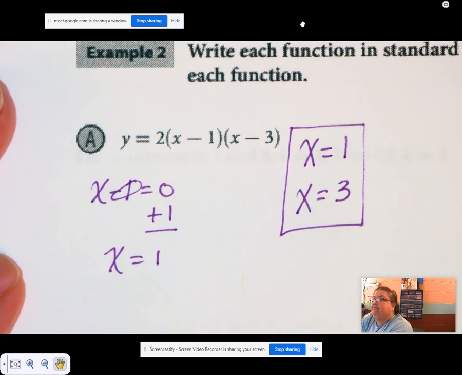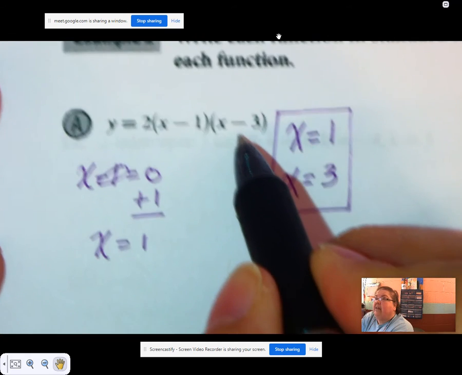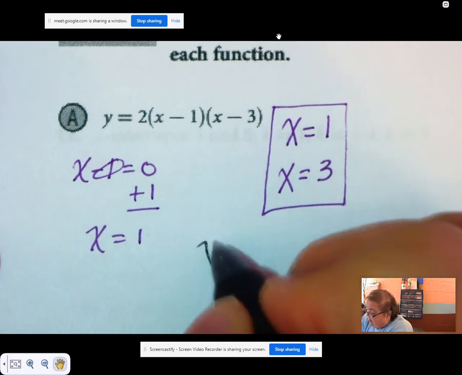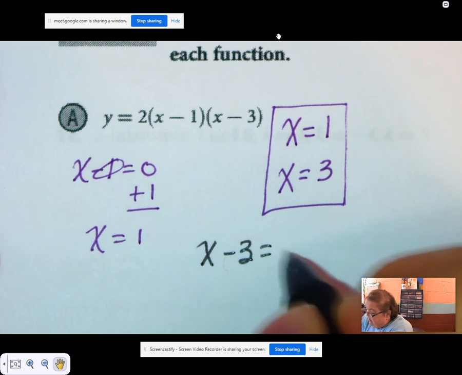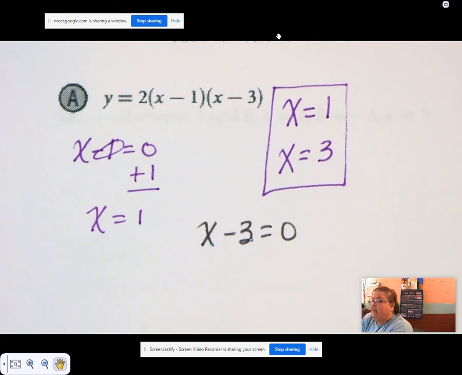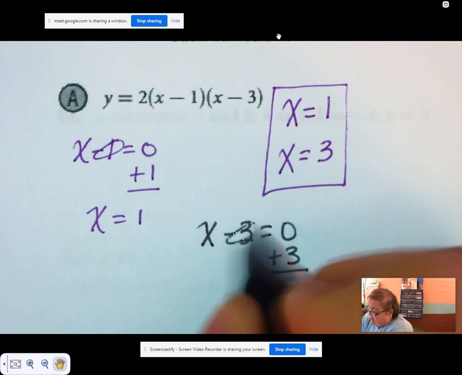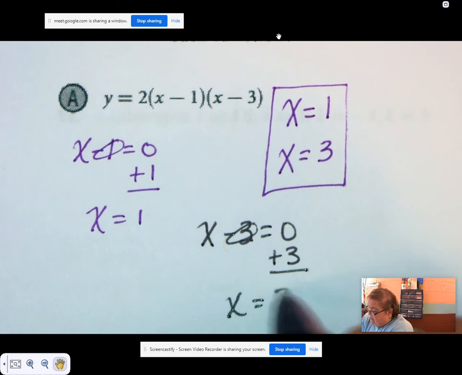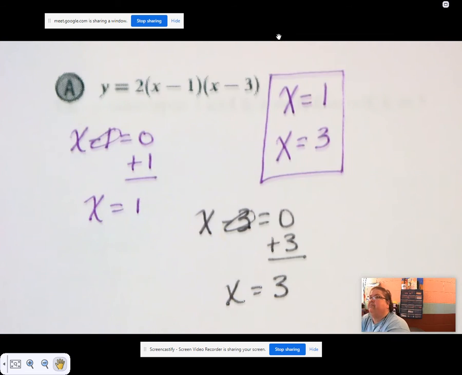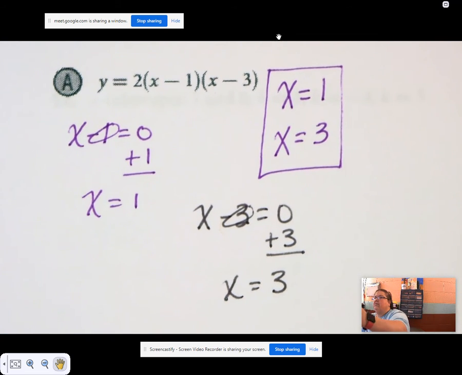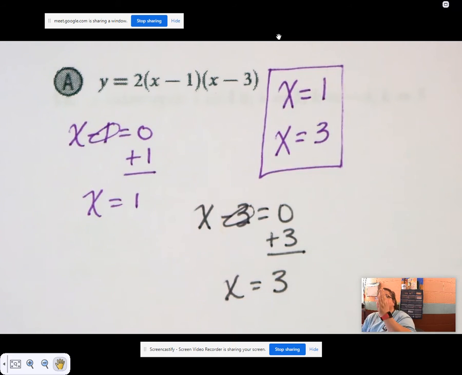There it is. And then I have another x here, so I got to do it again. X minus 3 this time equals 0. And then I would solve it. The inverse of minus 3 is plus 3. There's that 0. X equals 3. And that's how I get the other one. So what we're doing here is setting each set of parentheses that has a variable in it equal to 0 and solving.